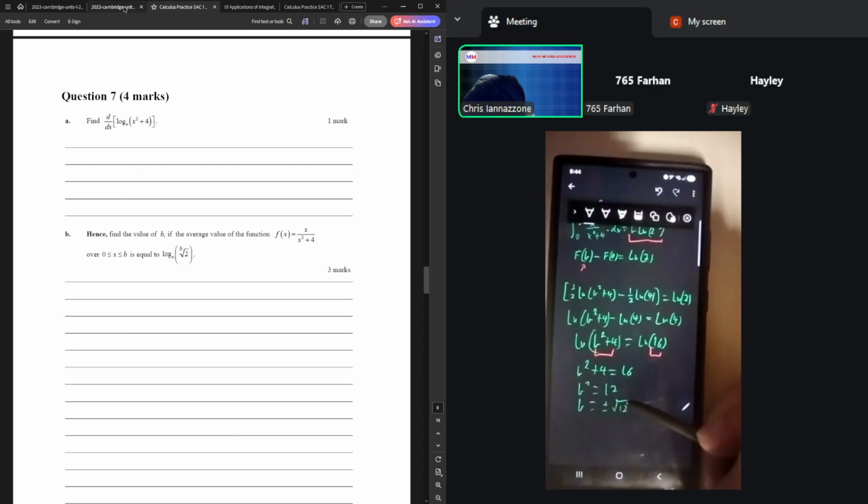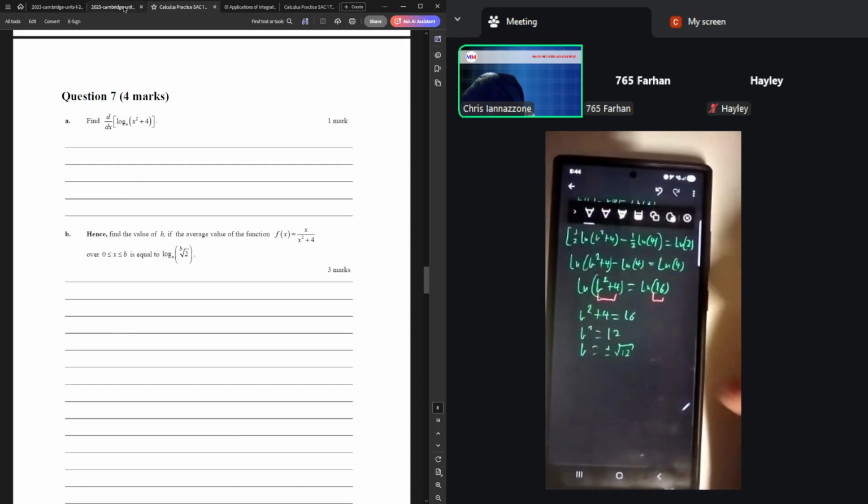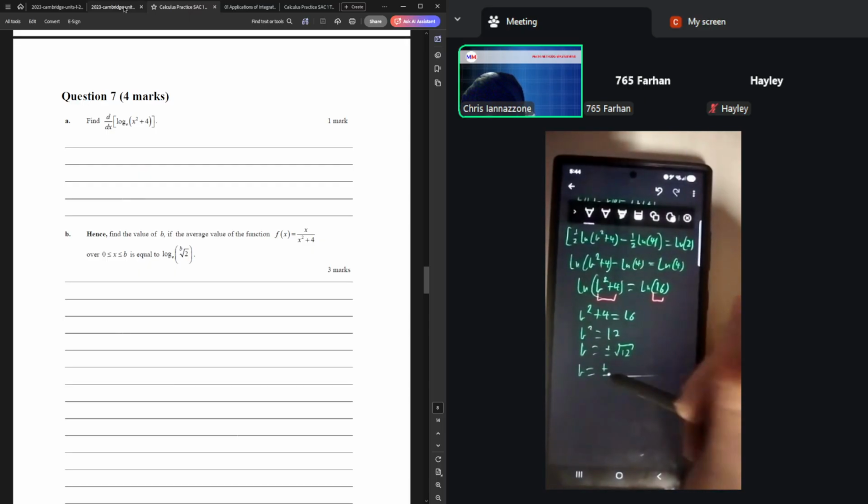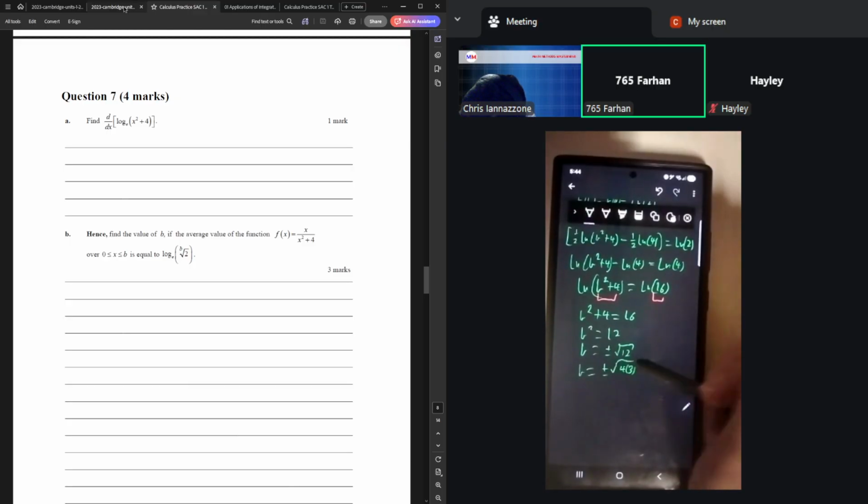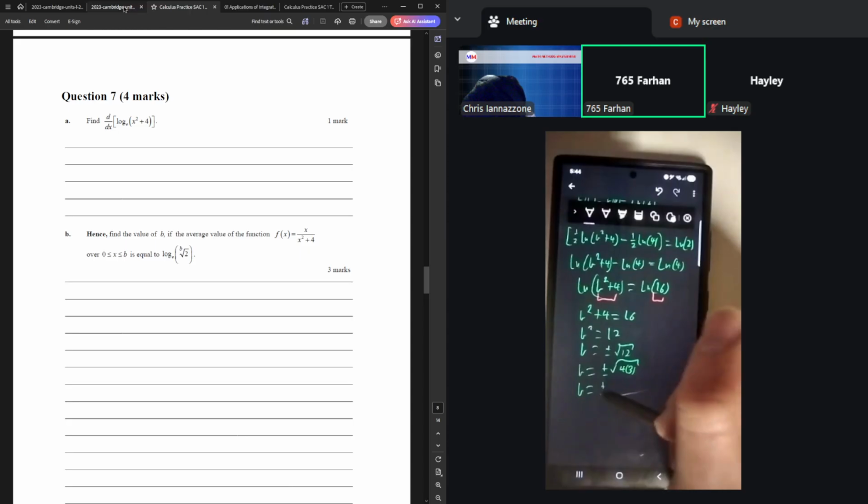We'll start with plus or minus, just in case. And then you just rationalize it. What is it? Simplify the surd. So 4 times 3, 2 root 3.